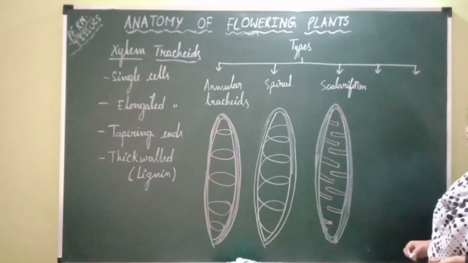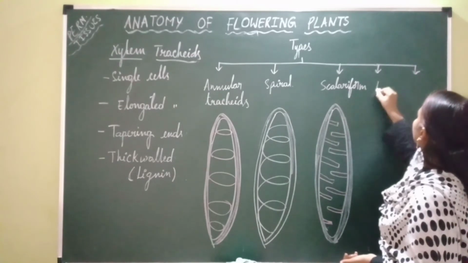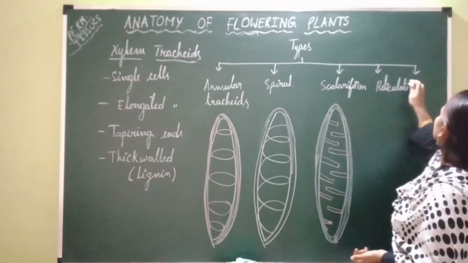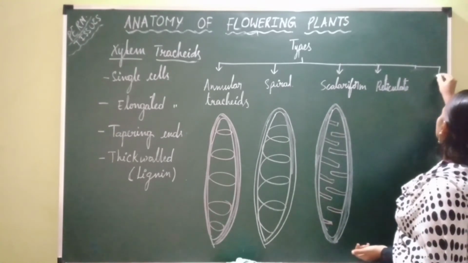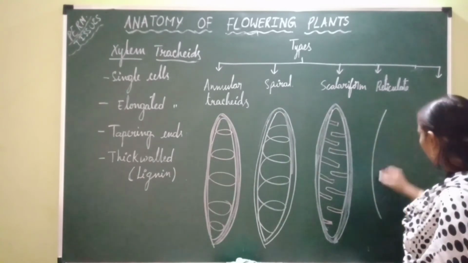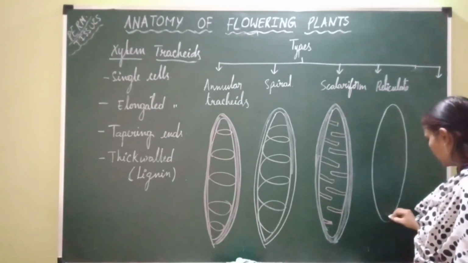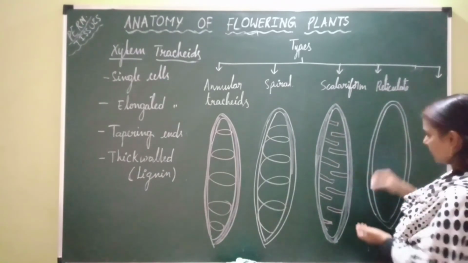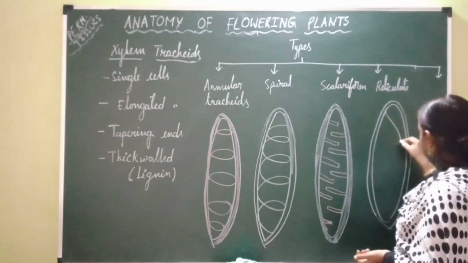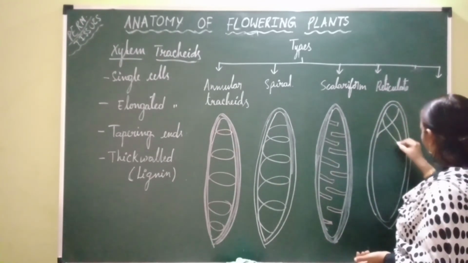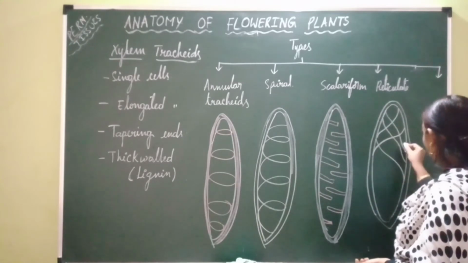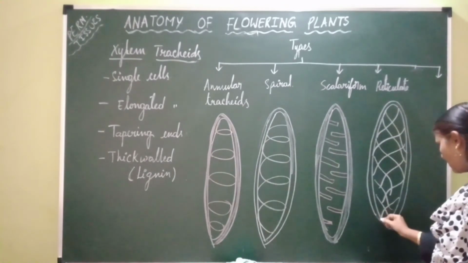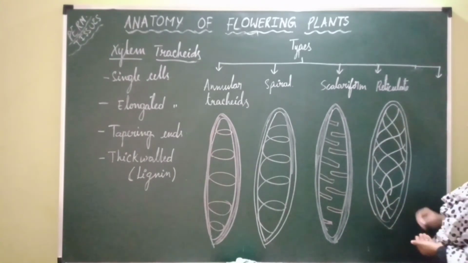Next, coming to the next type, that is reticulate type. In case of reticulate type of thickenings, they are forming a network inside the cell wall, like this. Hence these are called reticulate thickenings.